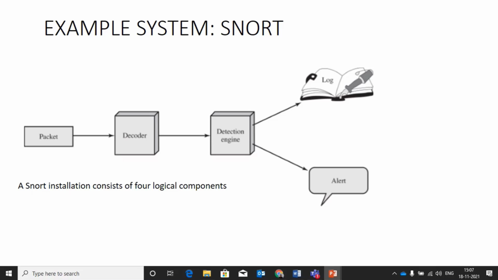So the detection engine does the actual work. Once you have a packet, you can decode it, then send it to the detection engine. The module analyzes each packet based on a set of rules defined for this configuration of Snort by the security administrator. Basically, each packet is checked against all the rules to determine if the packet matches the characteristics defined by the rule.